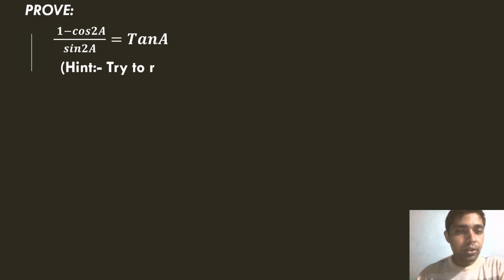Now we'll see one problem and apply the same algorithm we just discussed to this proving problem. Here it is given: 1 minus cos 2a upon sin 2a equals tan a. Now we'll apply the formula here. First we'll take the convenient side. We have already read that the first step is to take the convenient side, LHS or RHS, and then we'll try to remove 1. So now we are taking the LHS here.